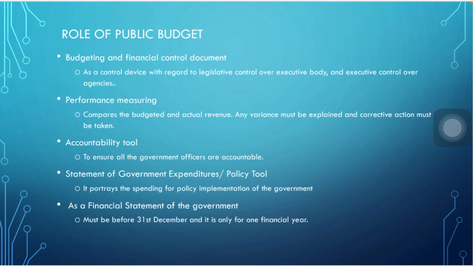Moving on, statement of the government expenditure also as policy tool. It portrays the spending for policy implementation of the government. Contohnya macam new economic policy. So bila wujudnya new economic policy tu, kita tahulah pattern government of Malaysia ni spending duit macam mana, dia punya pattern buat budget tu. Mungkin macam tahun lepas, belanjawan untuk tahun 2020, the first rank yang mempunyai bajet paling tinggi adalah dalam sektor pendidikan, education sector.